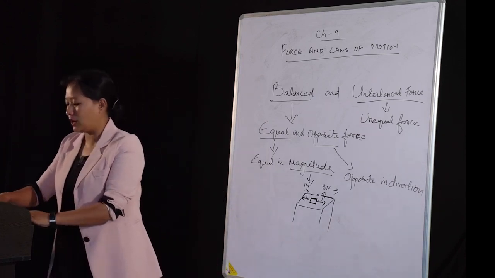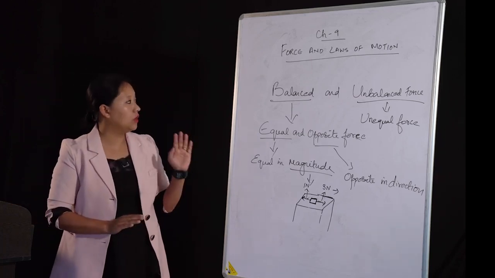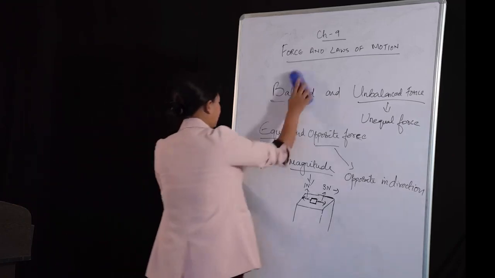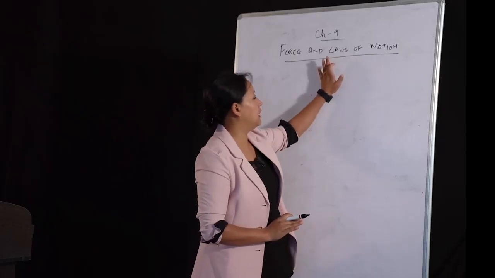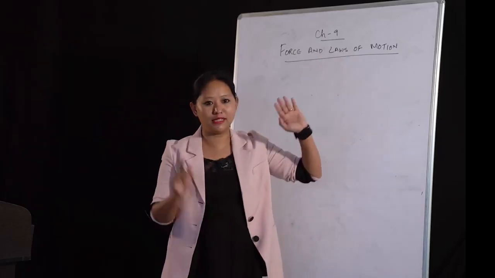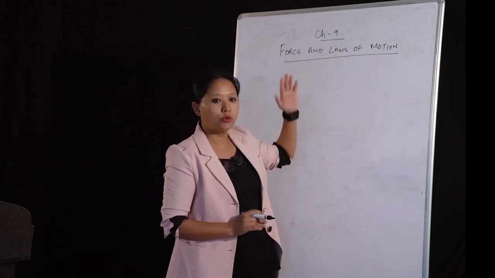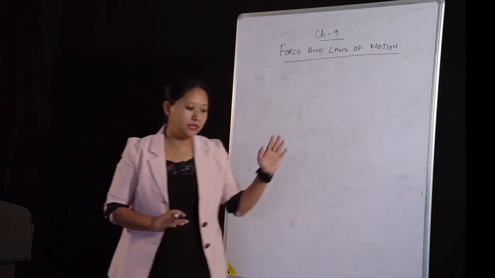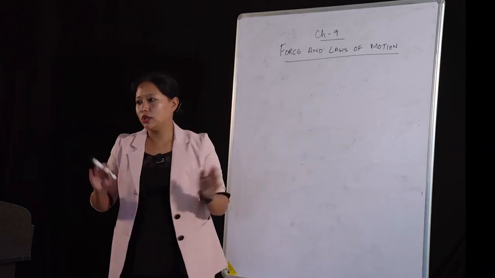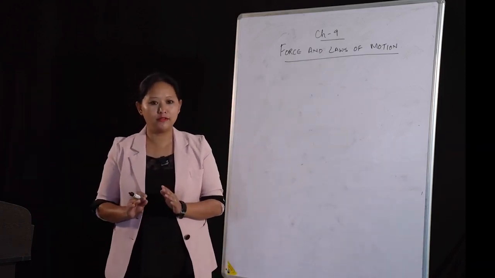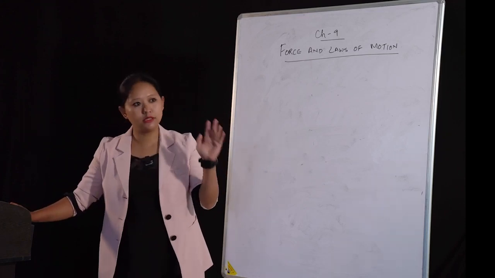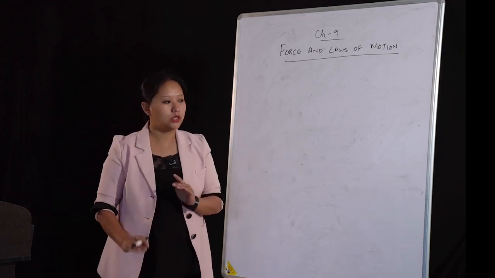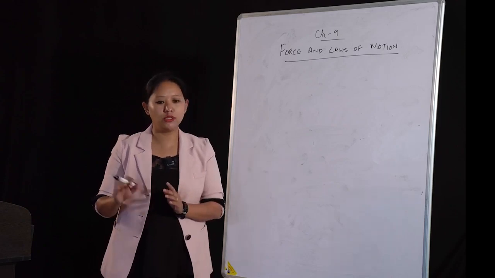So now let us talk about different laws of motion. When I say laws of motion, laws, that means the S is plural. That means there is more than one law. So we will be discussing the different types of laws. In order to describe motion, Newton has given 3 laws: the first law of motion, the second law of motion, and the third law of motion. All these laws of motion are known as Newton's laws of motion. We will be discussing them one by one.